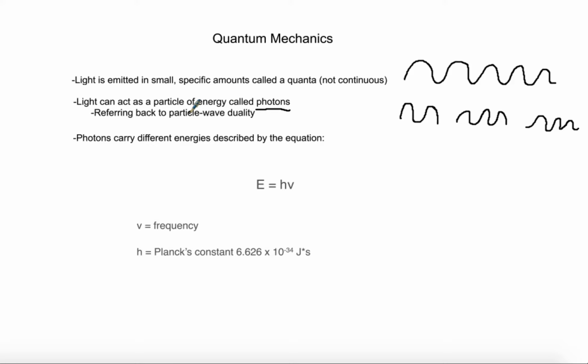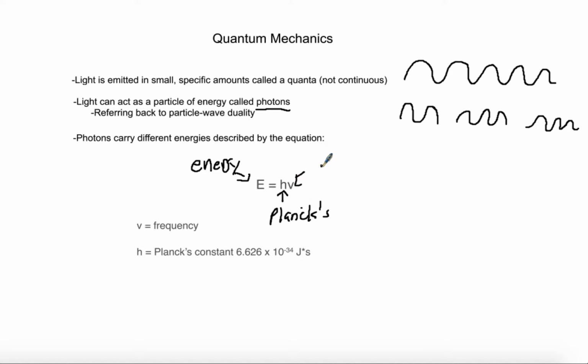So we've talked already about the particle-wave duality of an electron. Well, we're going to refer that back to light, where light can not only act like a wave, but can act like a particle. And whenever we talk about light's behavior as a particle, we're going to refer to that as a photon. So photons have a different energy to them. The energy is given by this equation right here. E, your energy, which is the product of what's called Planck's constant, right here, times the frequency.